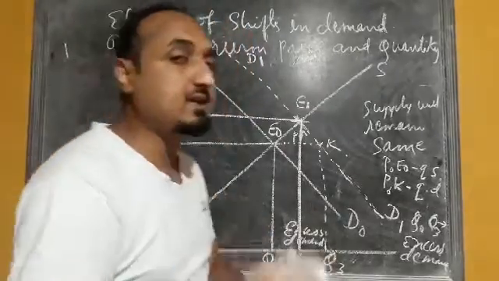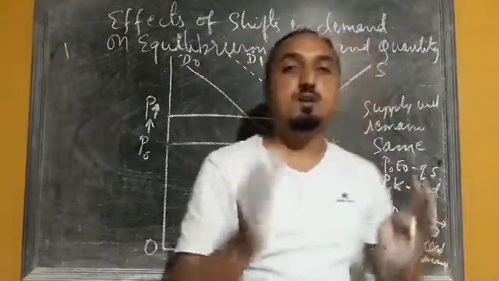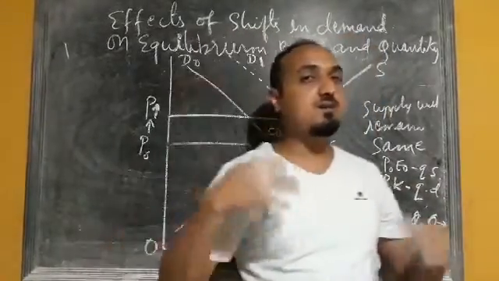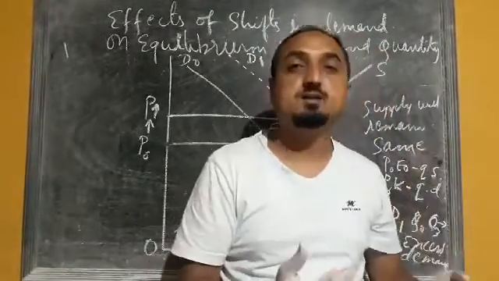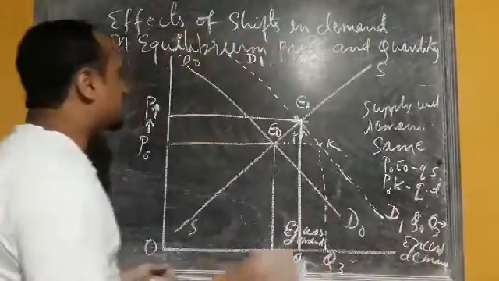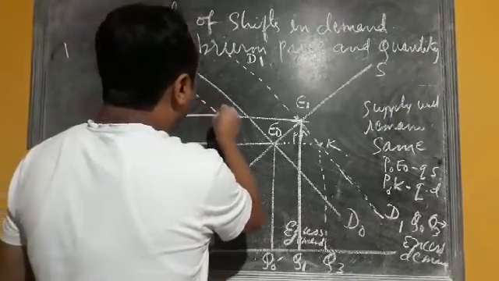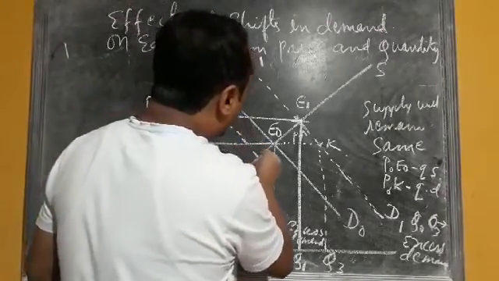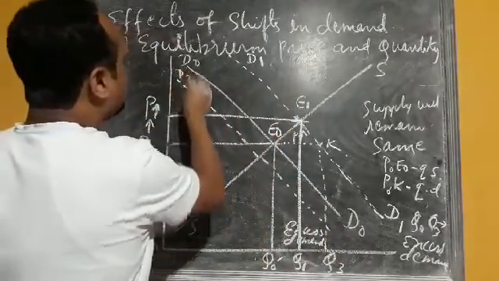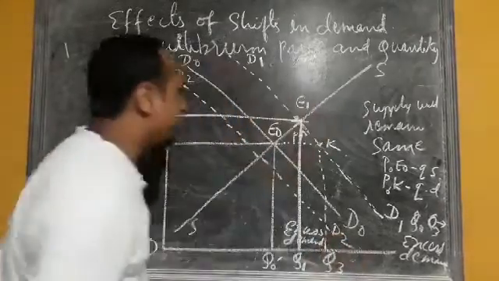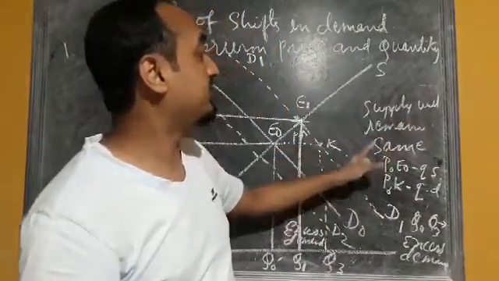Now we will consider the second case. If demand decreases, the demand curve will shift leftward. Demand may decrease due to a decrease in income of the consumer, a decrease in credit facility, government policy and so on. So let's consider the next case where demand is decreasing, and the demand curve will shift leftward. Let's consider the next demand curve, D2. Remember one thing here: the supply is remaining constant. As we have already mentioned, supply remains the same.